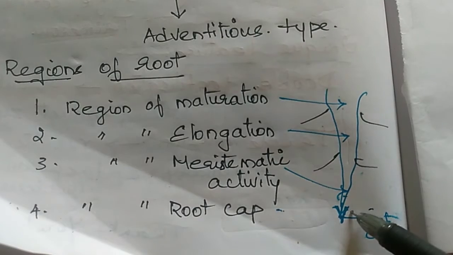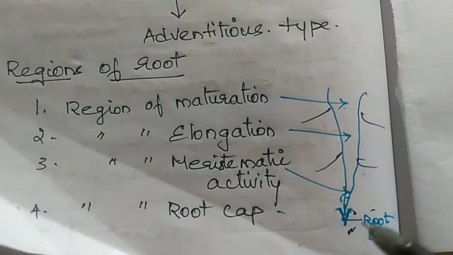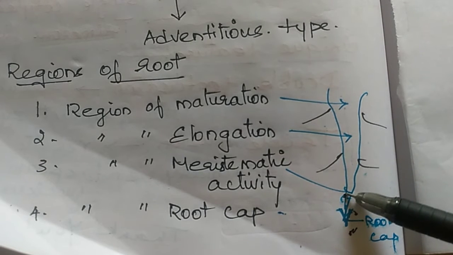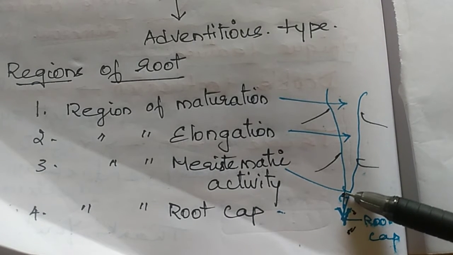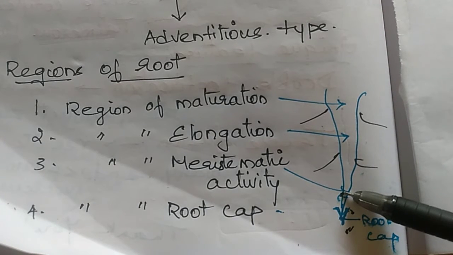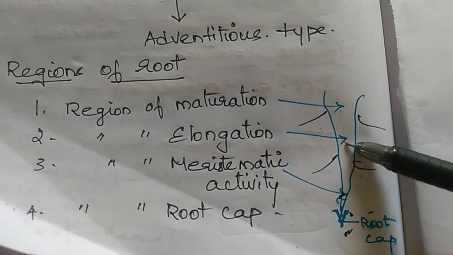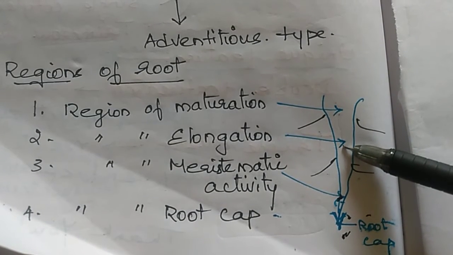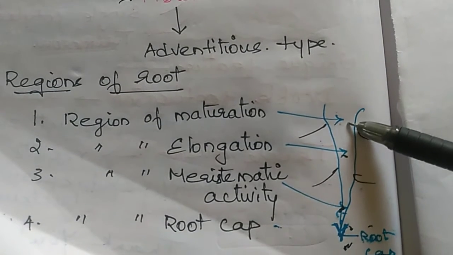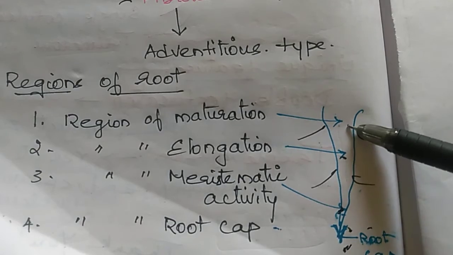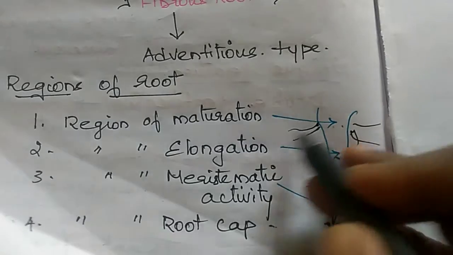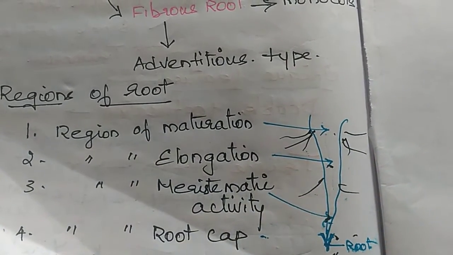So here, this is the root cap. This root cap region protects the root from injury, and above that we are having the meristematic region. So meristematic means it is full of active division, cell division occurs here in order to form new cells. And above that is the region of elongation, which is to increase the length of the root. And above that we are having the region of maturation, and here only we are having the root hairs. So the root hairs develop from this region.